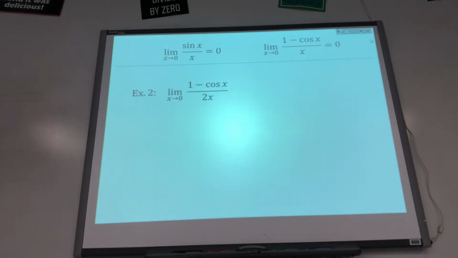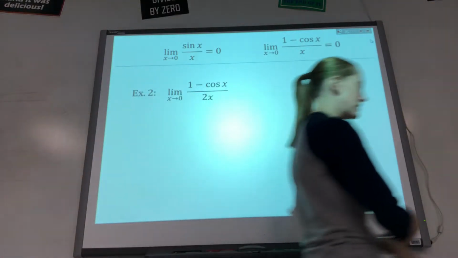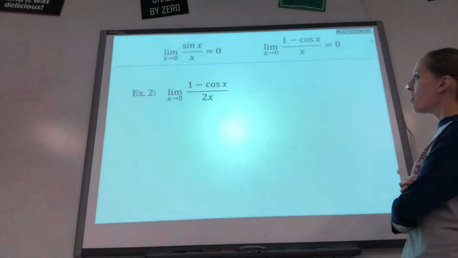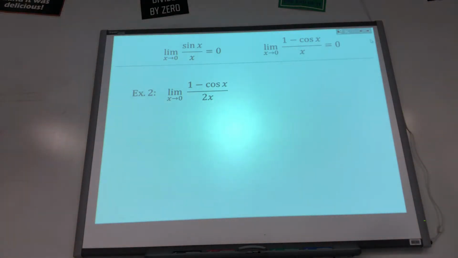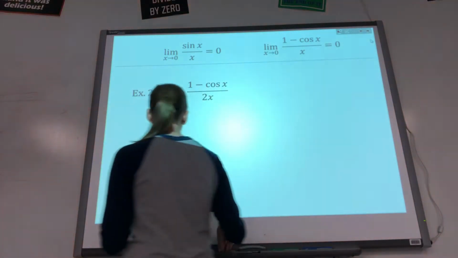This is example 2. It is the limit as x approaches 0 of 1 minus cosine of x, all over 2x. Plugging in 0 is not going to work. You're going to get a 0 on bottom, and what's cosine of 0? It's 1. You'd also get a 0 on top. So direct substitution doesn't work.